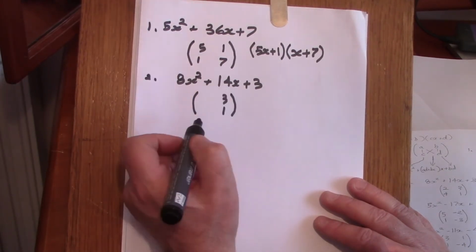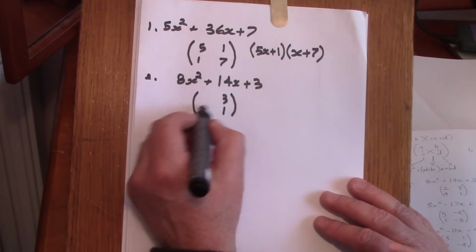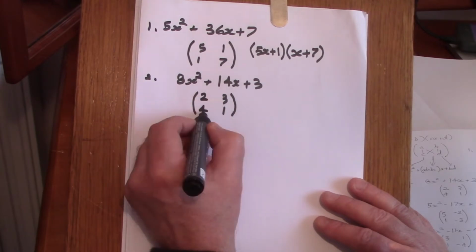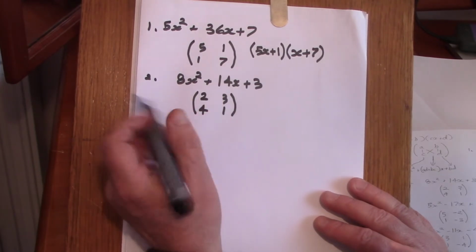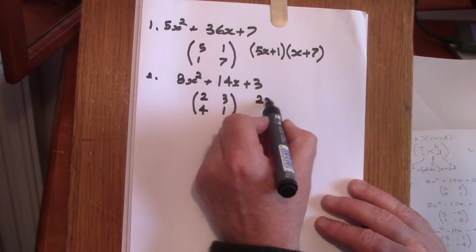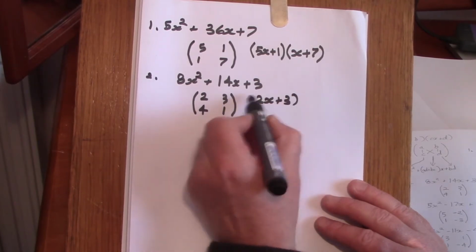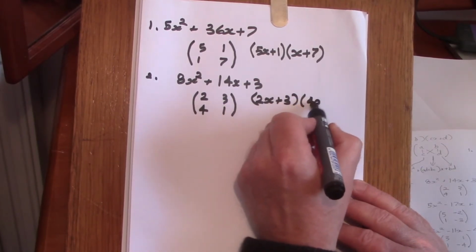adds up to 14. Well, the only possible numbers will be a 4 here and a 2 here, because 3 fours are 12 and 2 ones are 2. And that immediately leads us to 2x plus 3 times 4x plus 1.